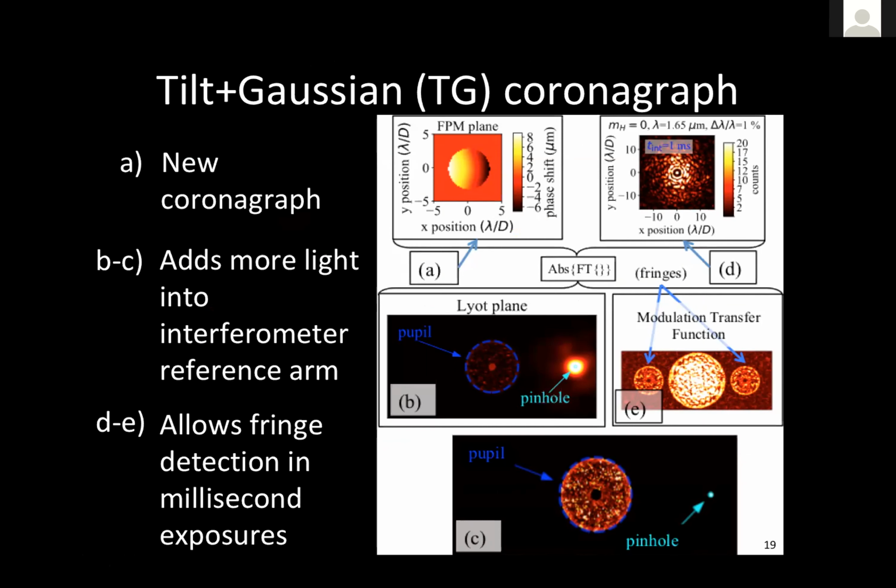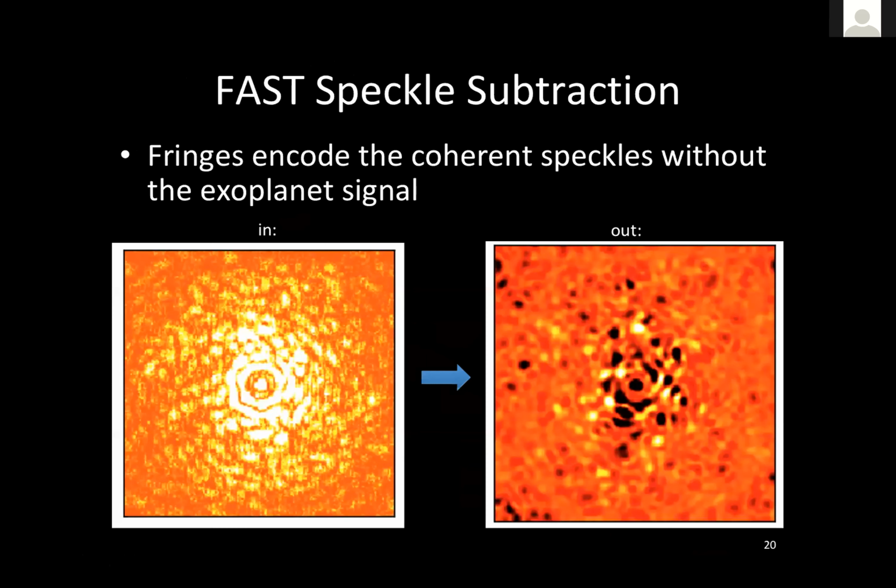And by subtracting these millisecond exposures, that basically allows you to get a subtracted image where the residuals are in principle random. You're now limited by just photon noise in a millisecond image, so that's not a very deep improvement.